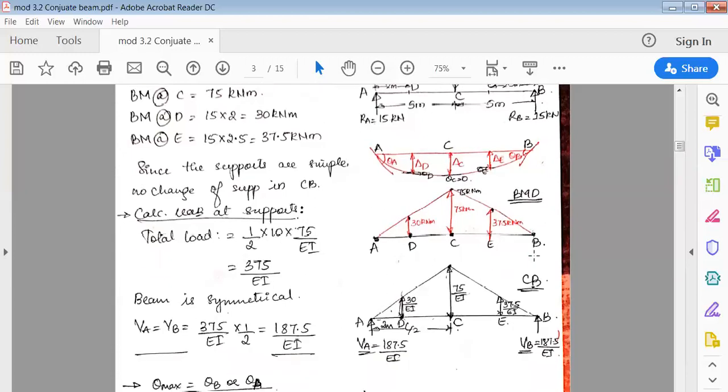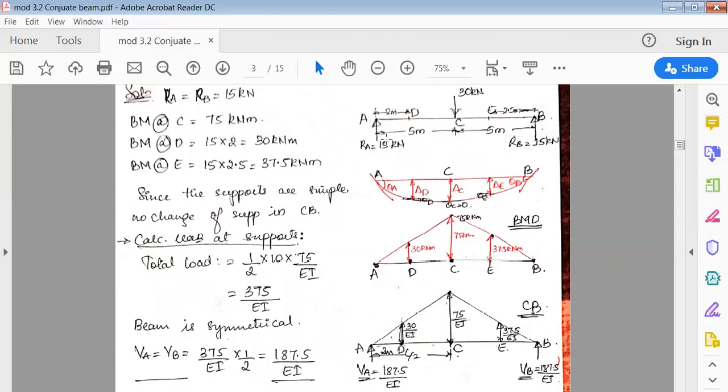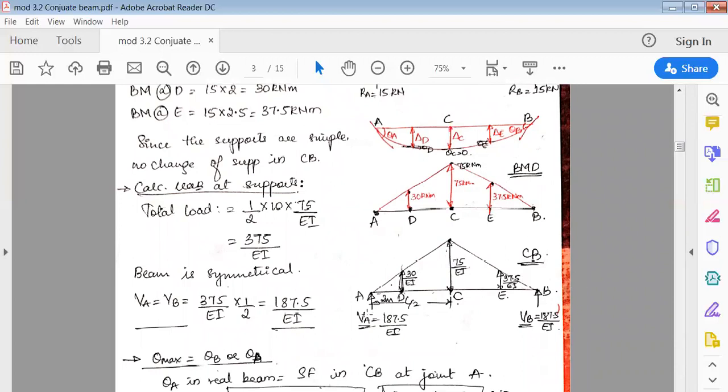Next, the main interest is the conjugate beam. As usual, first draw the M over EI diagram. It is 30 divided by EI, 75 divided by EI, 37.5 divided by EI. This is the M over EI diagram. For this M over EI diagram, we have to make the conjugate beam. In the actual beam, it is a simple support. In the conjugate beam also, the simple support remains a simple support. You can see here, this is also a simple support, and this is also a simple support.